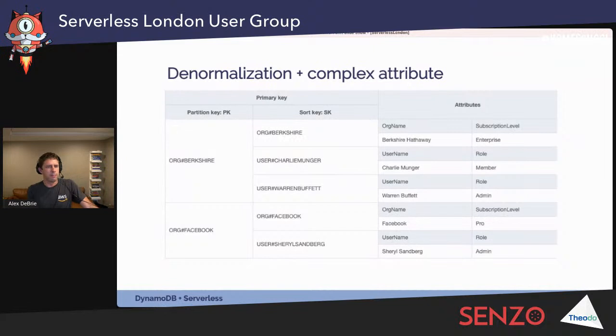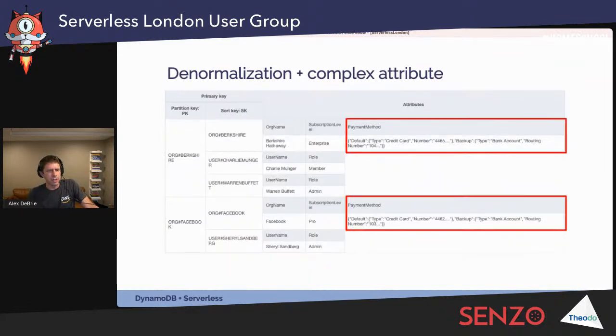And this is the way we're going to model it. It might be kind of small here, but I'm going to outline it in red. What we've done is on our organization item, we've added this new attribute called payment method. And if you look at the value there, it's a complex attribute. It's a map, a dictionary, something like that, that has multiple different payment methods. I have my default method and I have a backup method, things like that. So I'm storing that in this payment method attribute on DynamoDB.